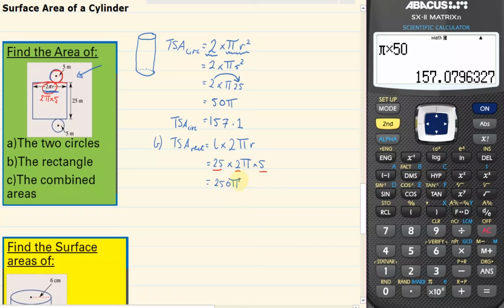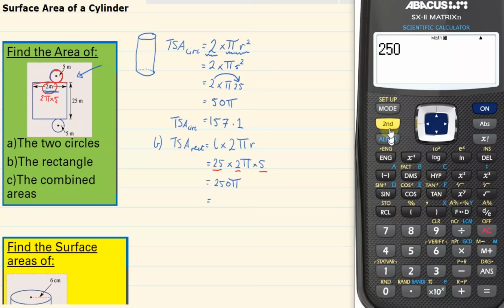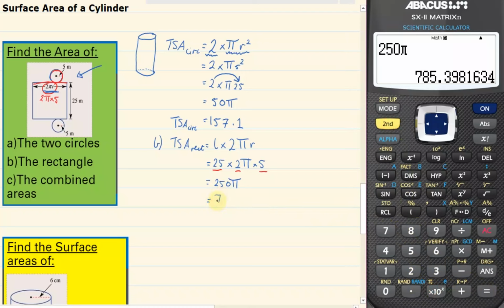So that is 250 pi, so that's an exact answer for the area of our rectangle there. I'm going to go and get a decimal here. For our comprehension, sometimes it's a little bit easier. So I want 250 pi, and I get 785.4, rounded to one decimal place as well.